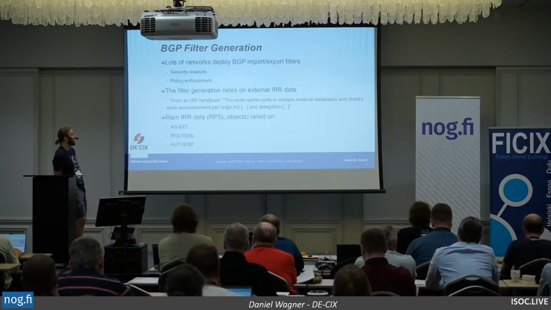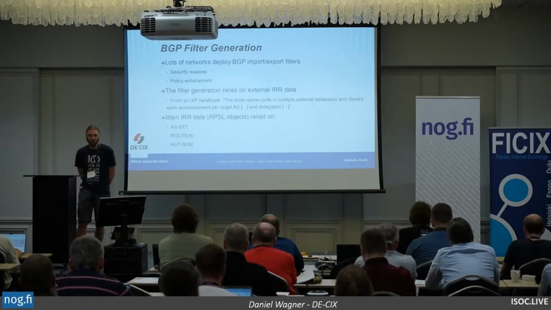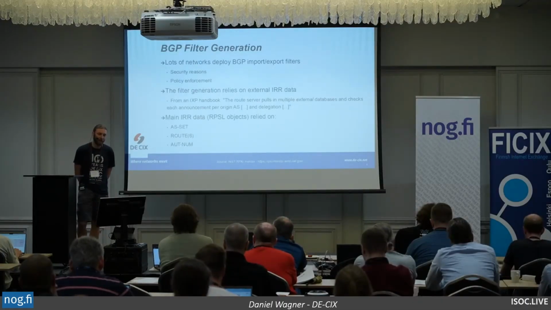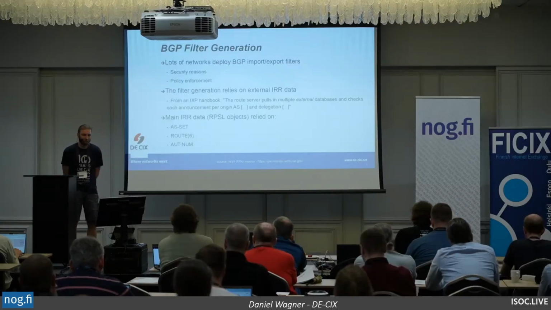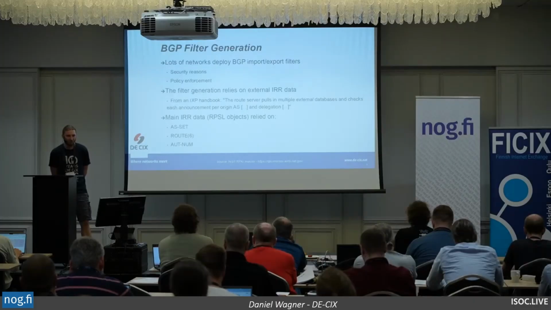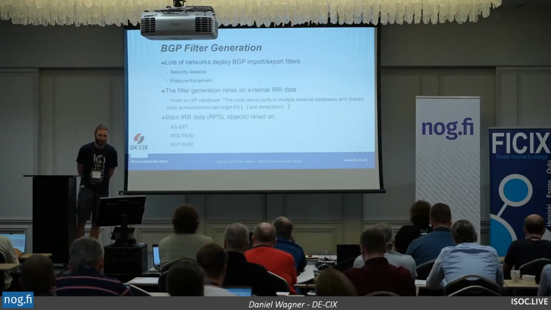For this BGP filter generation, 3 different RPSL objects that are stored inside the IRR databases are especially crucial. That is the AS-set. It's 4 actually, because route and route6 objects, and the aut-num for different steps. Those together are used to effectively configure what happens at the IXP's network, and probably, if you have some sort of BGP filter generation, also your network.